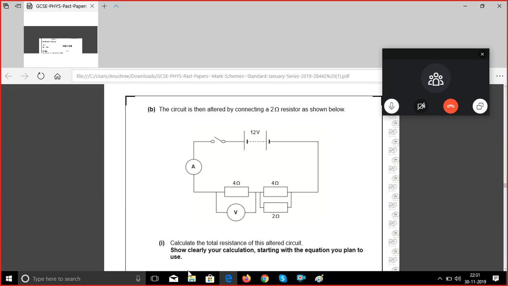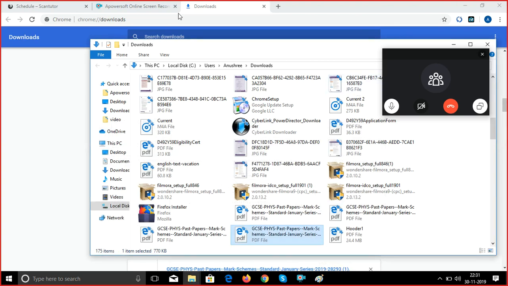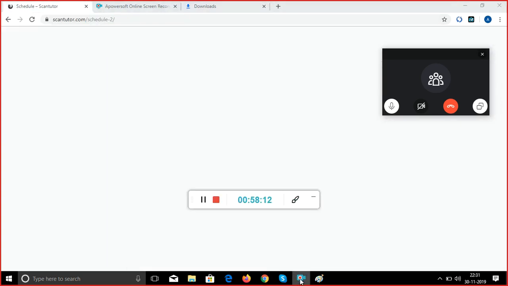Okay, so first we need to work out the amps, the current. So I equals V over R. So the voltage is what? You have calculated the voltage, the total resistance, right? Now you have to find the new reading of the voltmeter.